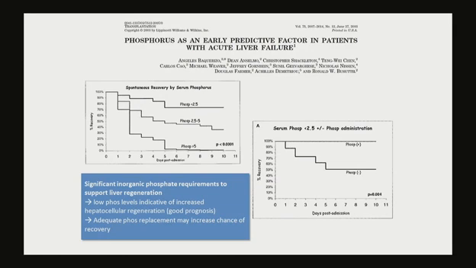IV phosphorus. I've had patients require up to 500 millimoles over 10 days. And we really want to treat with 30 millimoles every 4 to 6 hours early so these patients can regenerate their liver and not develop a hypophosphatemic cardiomyopathy.